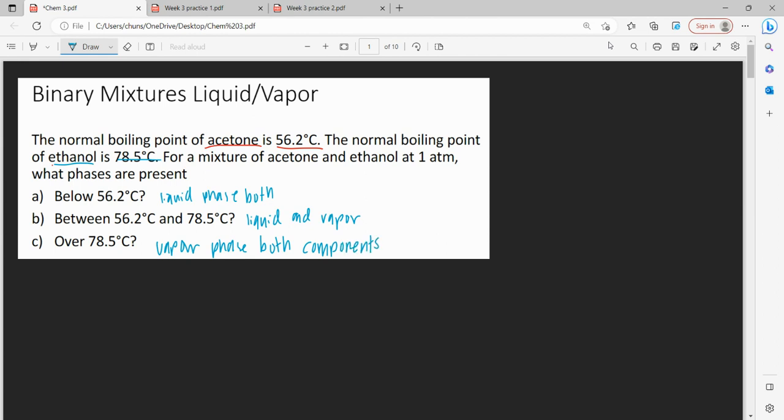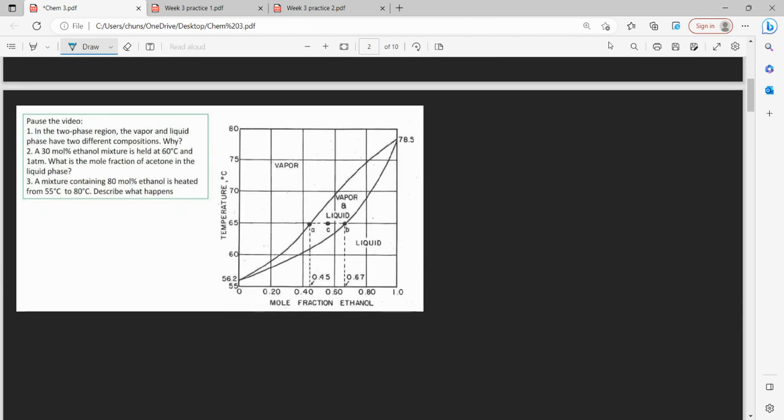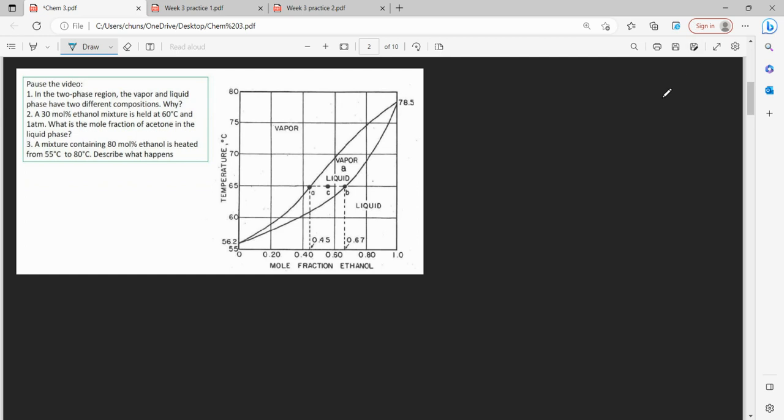Okay, so binary mixtures is basically just given as a mole fraction of whichever substance you have in different concentrations, and it shows that they react to temperature as a result.